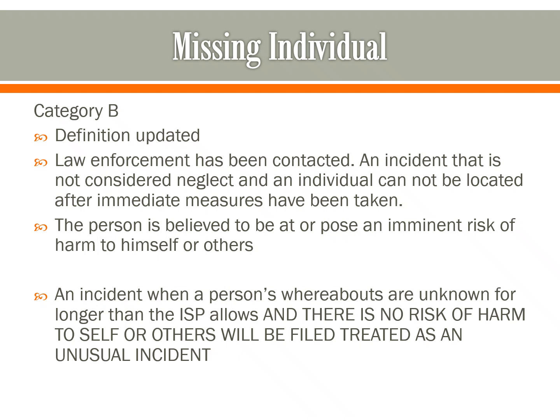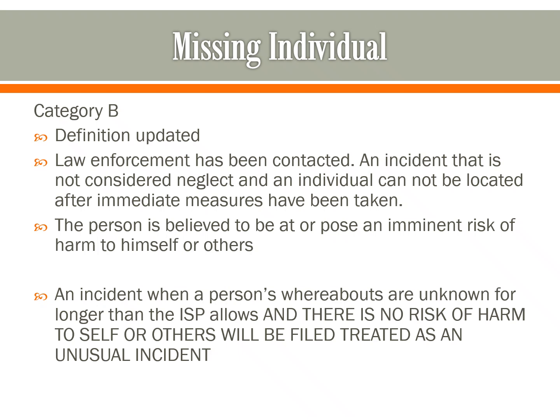Missing individual. The definition has been updated and will take effect on July 1st of 2025. This can be considered a UI or MUI. If an individual is missing, it is considered an MUI when an individual cannot be located after immediate measures have been taken and the individual is at, or may be in, imminent risk of harm to self or others, and law enforcement has to be contacted and is not considered neglect.